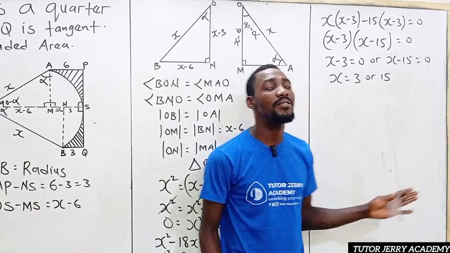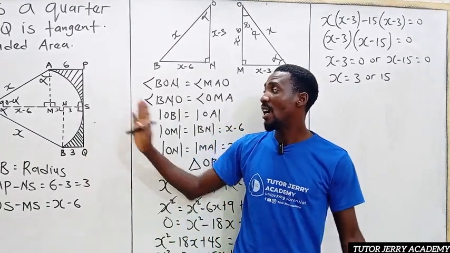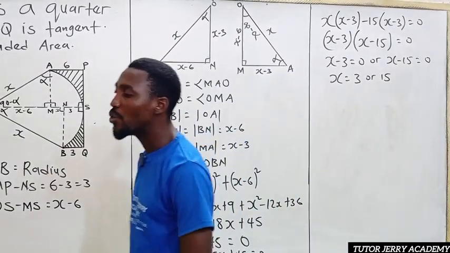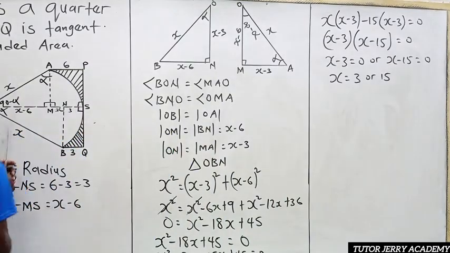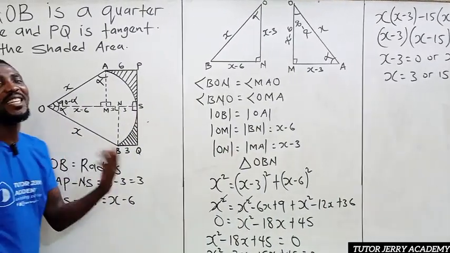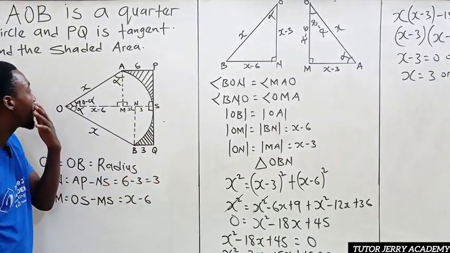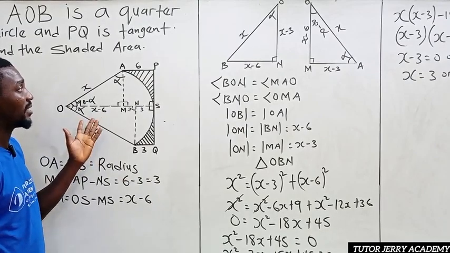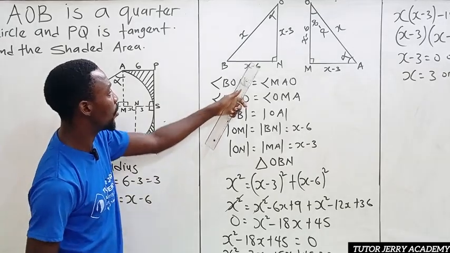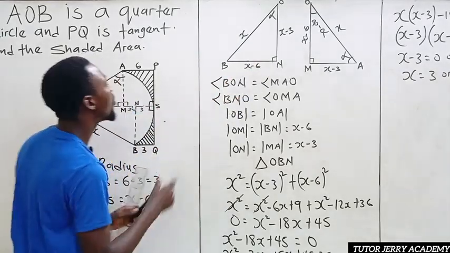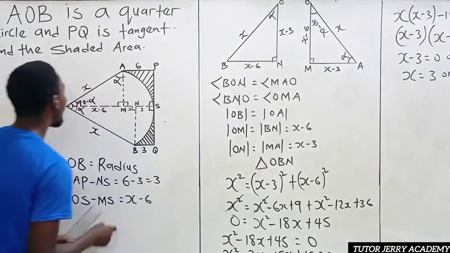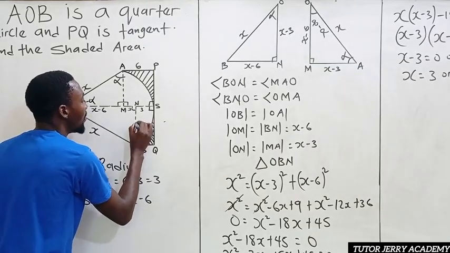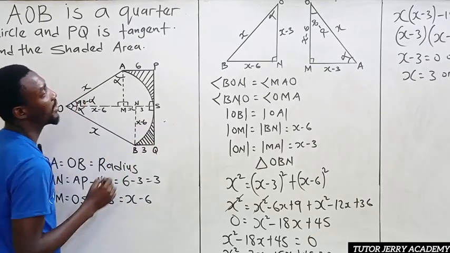Now, we have two values for S, right? So let's see the right value for S in this question. All right. Now, when S is equal to 3, if you take your S to be 3, now if you come here, if you say 3 minus 6, you are going to have negative 3. Is that clear? So that alone does not make our work correct. Is that clear? So let's put everything that we have here. So we said BN, where is our BN? This is our BN. BN here is X minus 6. All right.